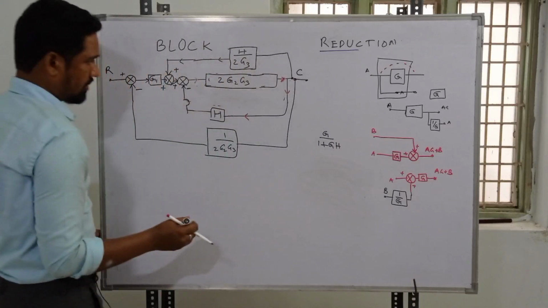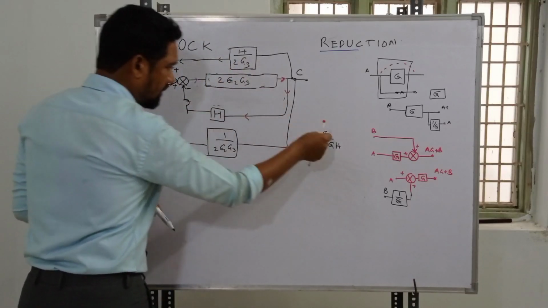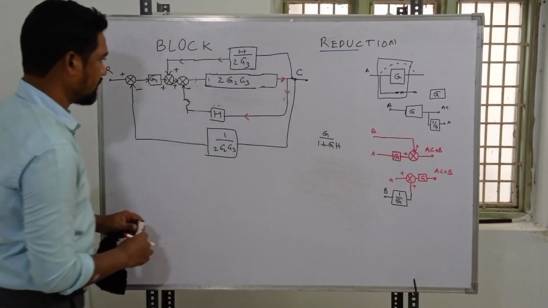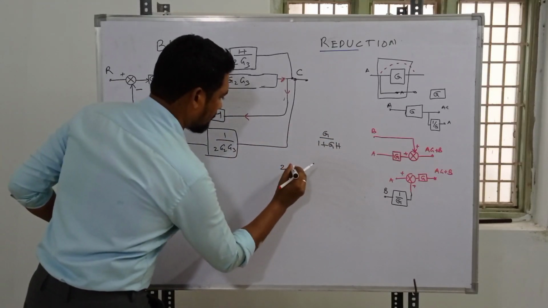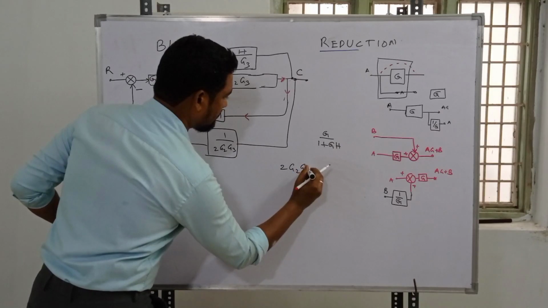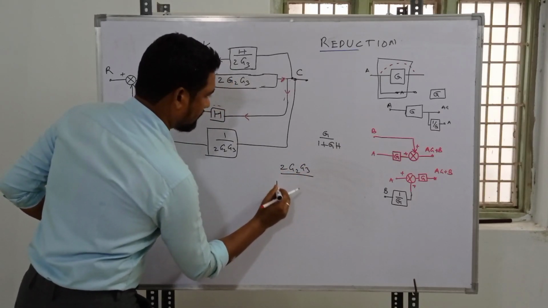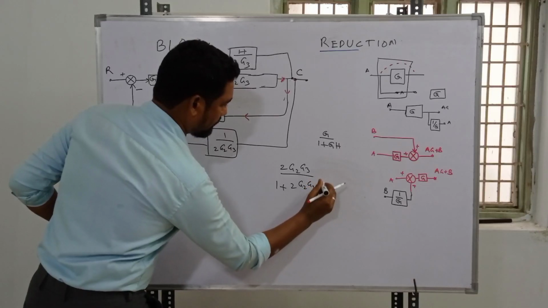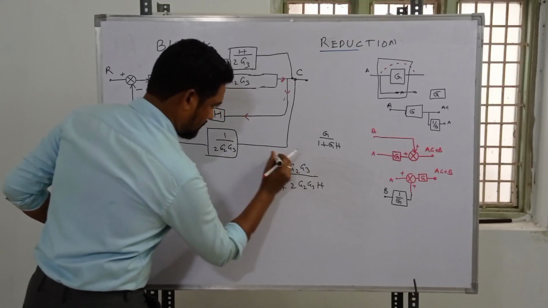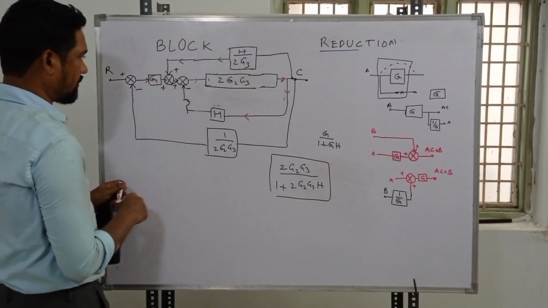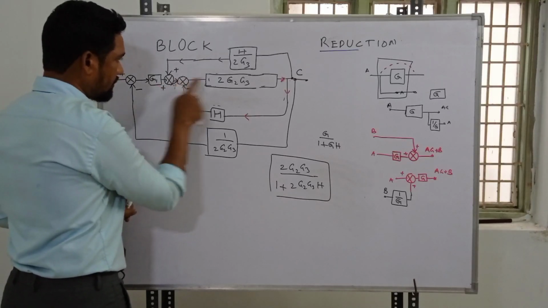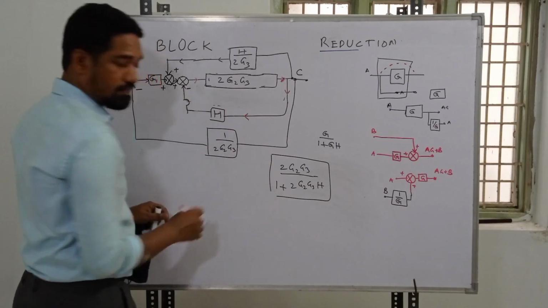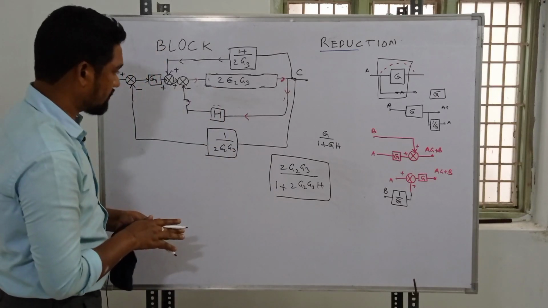So what we have is G by 1 plus GH, negative feedback. Now this entire transmittance will be plugged in over G, again G, and this is H. So the simplification will be twice of G2 G3 by 1 plus twice of G2 G3 and H. So this is the single block. We can remove this summing point, the takeoff point, and this block, and represent it with a single block.